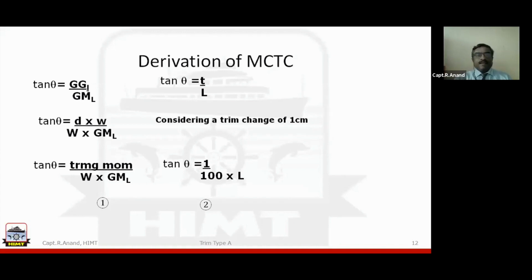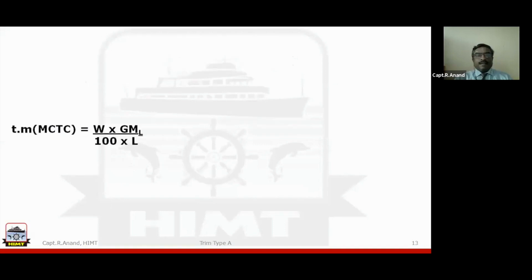The next step we are going to equate these two. Trimming moment by W into GML is equal to 1 by 100 into L. So when we equate these two, I'm going to get this trimming moment kept on one side. Rest all I'm going to take onto the other side of the equation. So what we have here, trimming moment, and remember this trimming moment was good enough to cause a trim change of just 1 centimeter, is equal to WGML by 100 into L. This is the formula for calculating MCTC.